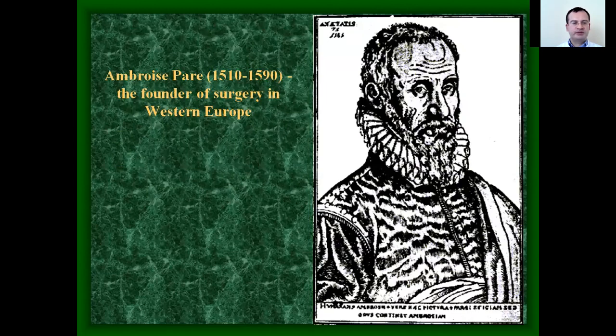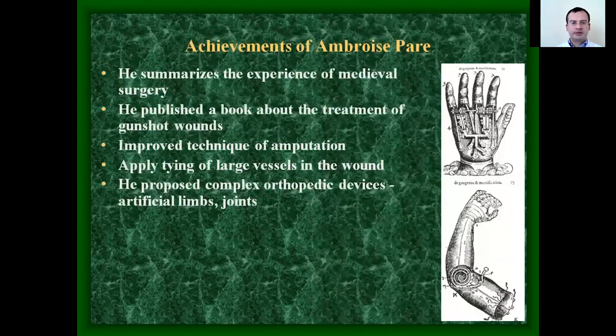Ambroise Paré, the founder of surgery in Western Europe. His achievements: he summarized the experience of medieval surgery. He published a book about the treatment of gunshot wounds, improved techniques of amputation, and applied ligation of large vessels in the wound. He proposed complex orthopedic devices, artificial limbs and joints.